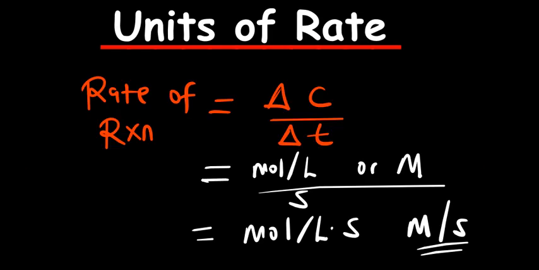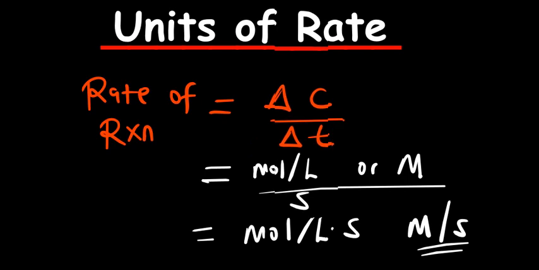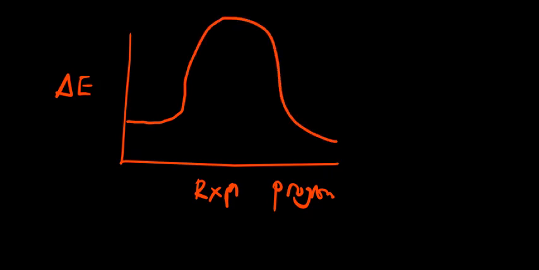Now what are you also supposed to know here? I've talked about a catalyst. So let's say this is our energy profile diagram. This one is our energy, okay, the change in energy. Then let's say this is the reaction progress. Okay, this is how our reaction is progressing. So you're going to have your reactants, and they're going to move like that and form the products.